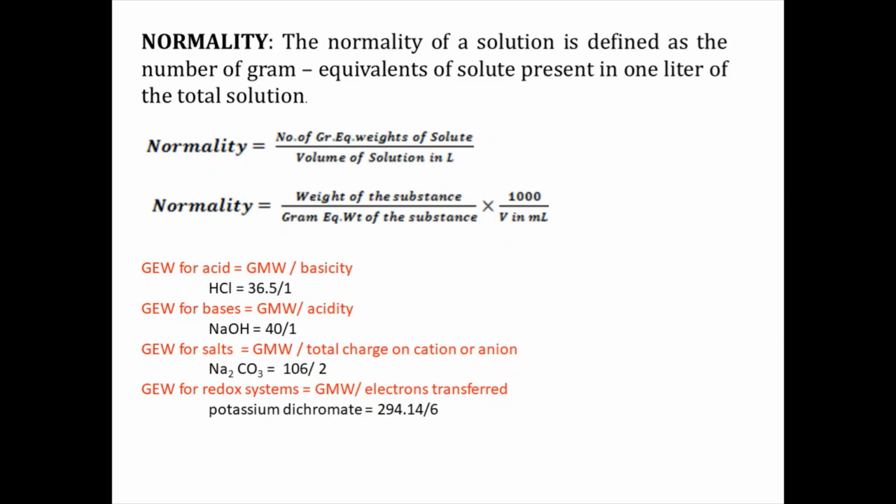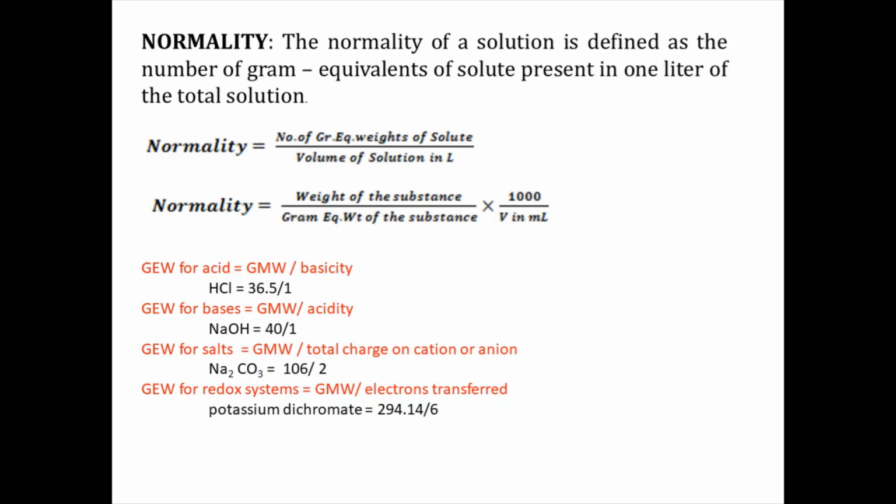If you want to calculate GEW for a salt, the formula is gram molecular weight by total charge on cation or anion. Why do I use the word total charge? Because we have a substance called sodium carbonate. The chemical formula is Na2CO3. Here we have 2 sodium ions. Sodium always possesses a +1 charge only, no? So we have 2 sodium ions, that is 2 multiplied by Na +1.